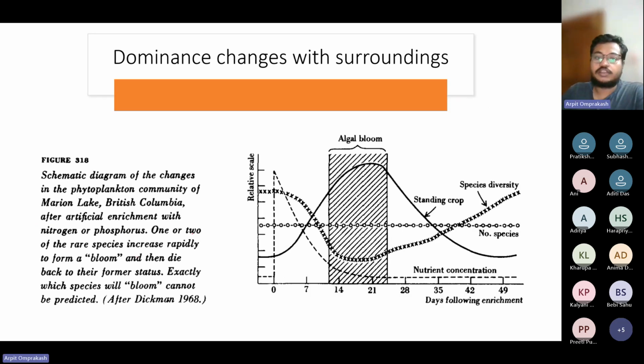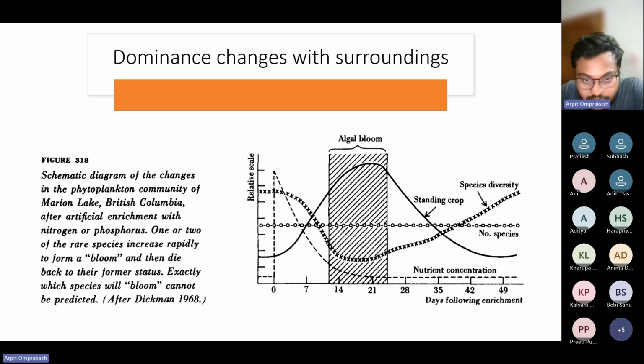The other thing is dominance can change with the surroundings or the environment. For example, this is from an experiment that was carried out in Marion Lake in British Columbia, where artificial enrichment of the lake was done by adding phosphorus and nitrogen.